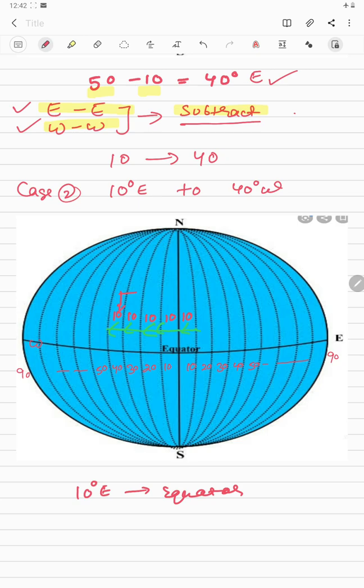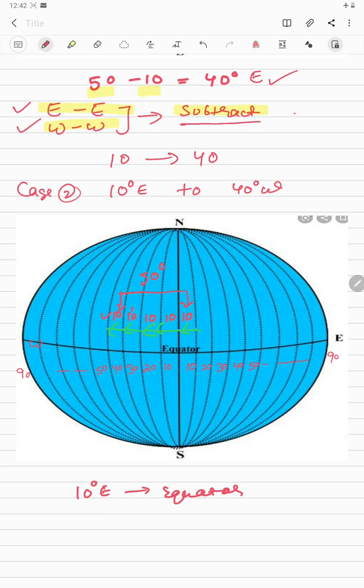So in total, guys, how many degrees have I moved? 40 plus 10, that is 50 degrees. So let me just correct it. You have moved 50 degrees, okay?